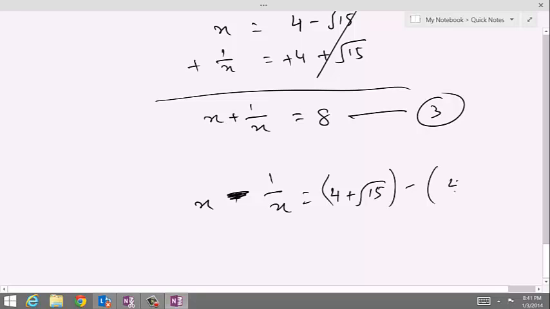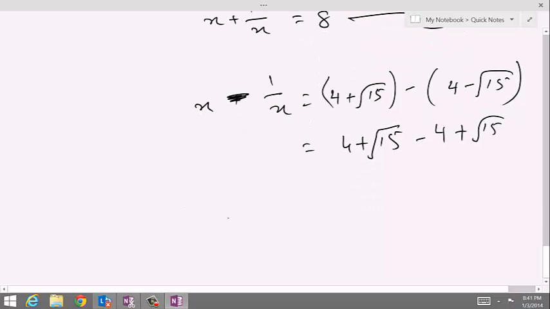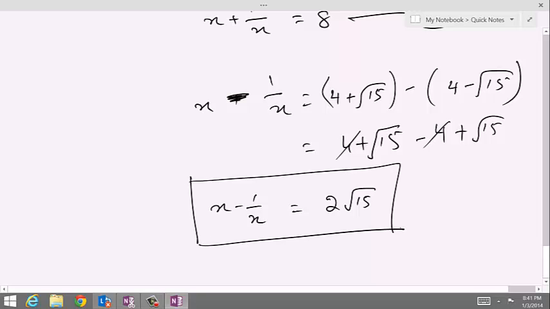this is 4 minus under root 15, and now if we simplify 4 plus under root 15 and then minus will change the sign inside, minus 4 and then plus under root 15. So this will give us x minus 1 over x equal to, 4 will get cancelled with minus 4, so this will give 2 times under root 15. So this is value of number 3 here. Our question number 3 has been solved as well.